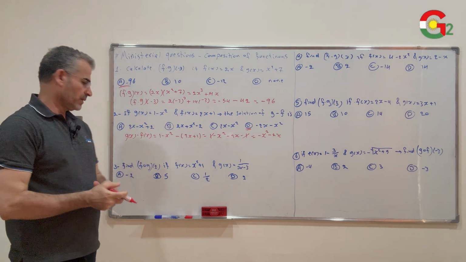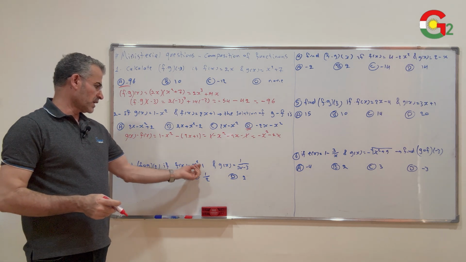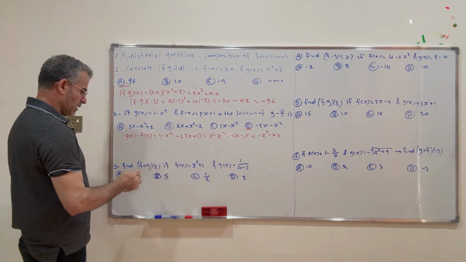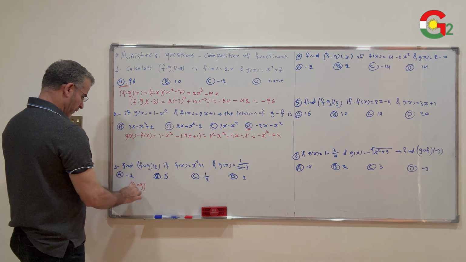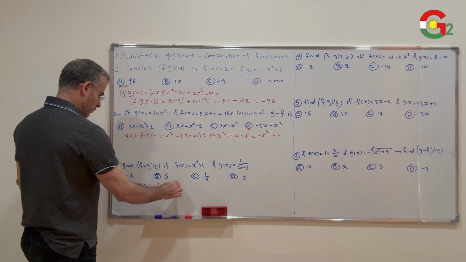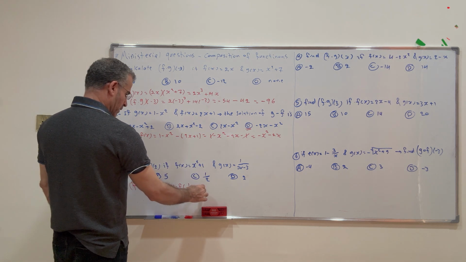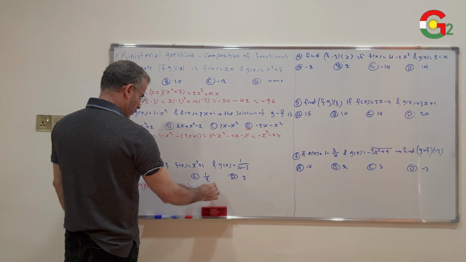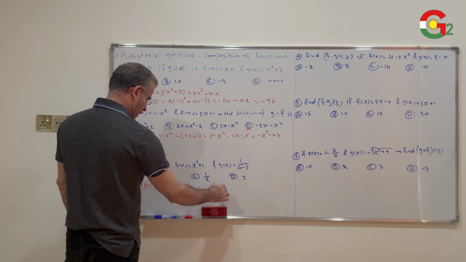Question number 3. Find f of g of 2 if f of x equals x power 2 plus 1 and g of x equals 1 over x minus 3. F of g of x equals f of 1 over x minus 3, which equals 1 over x minus 3 power 2 plus 1.